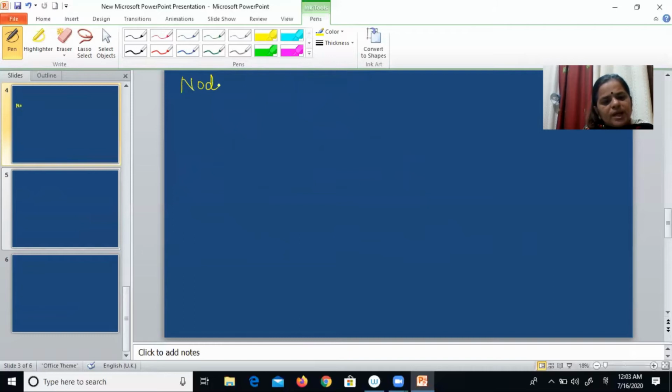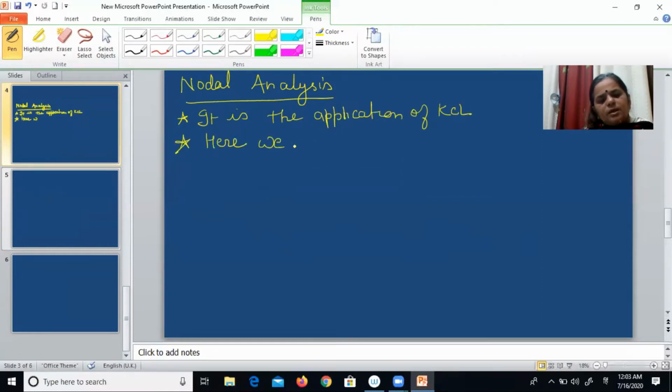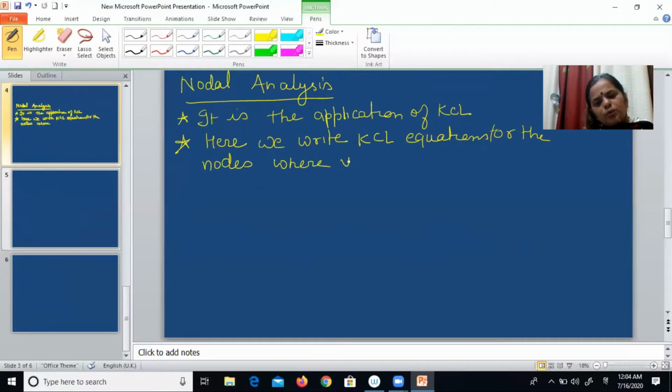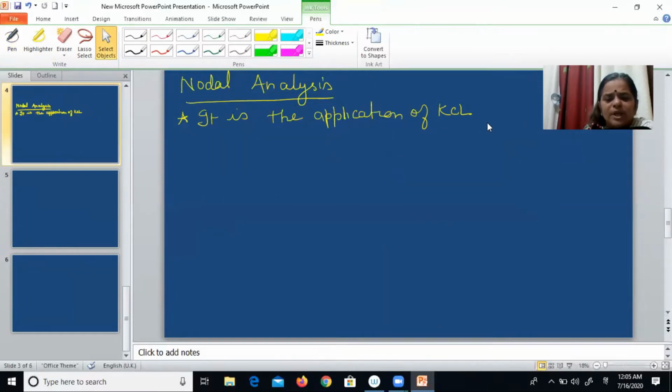So now I am directly switching to the method of nodal analysis. The very important thing is that it is the application of KCL. Second, here we write Kirchhoff's current law equations for the nodes where voltages are unknown. As it is the application of KCL, first we should be aware of what KCL is.